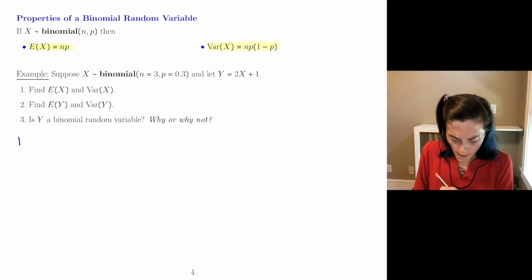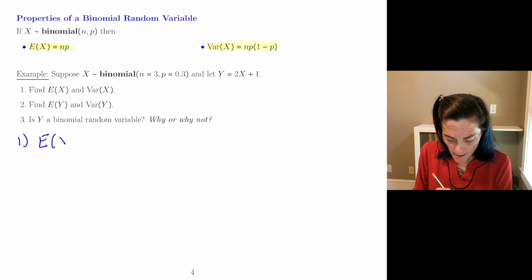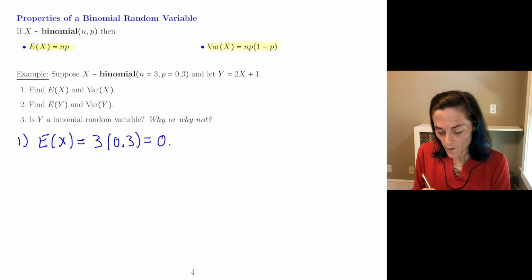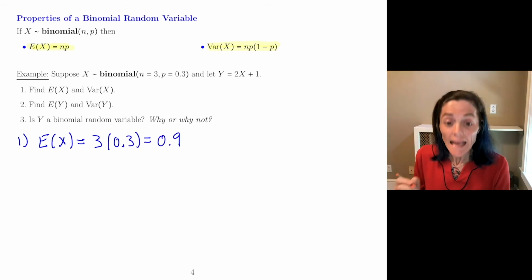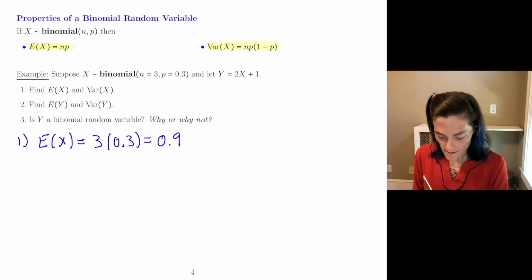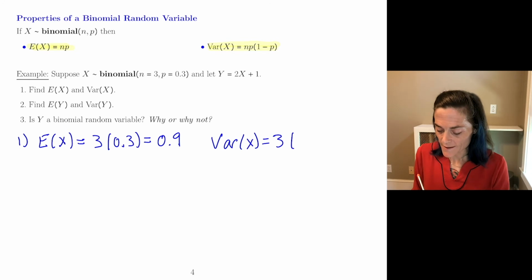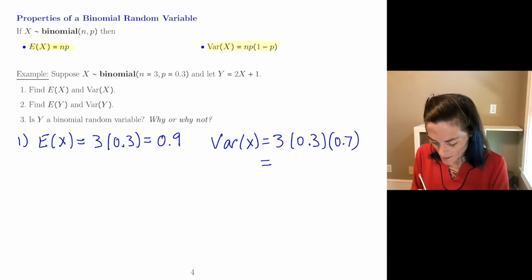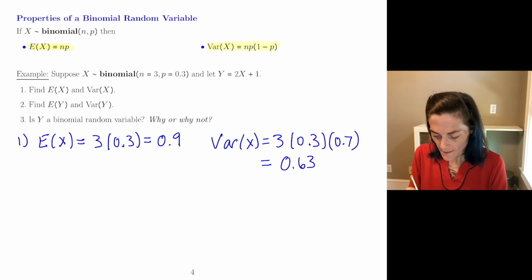So for number 1, the expected value of X, well, this is just 3 times 0.3, which is 0.9. And then the variance of X, well, we have 3 times 0.3 times 0.7. Well, this is 0.9 times 0.7, which will be 0.63.